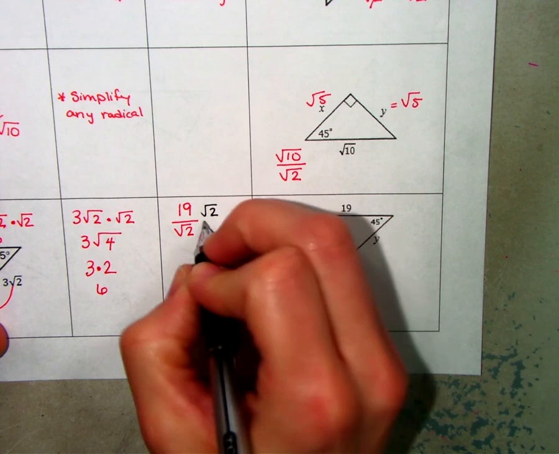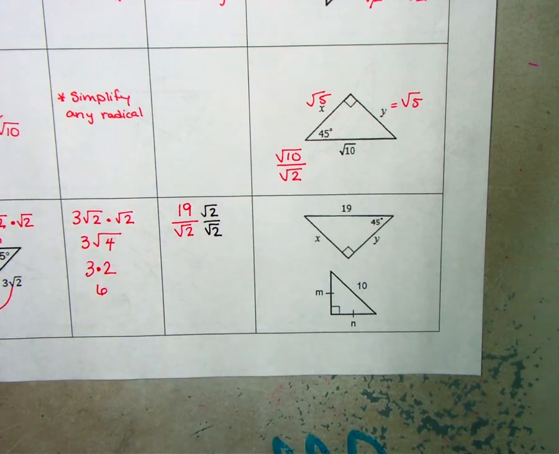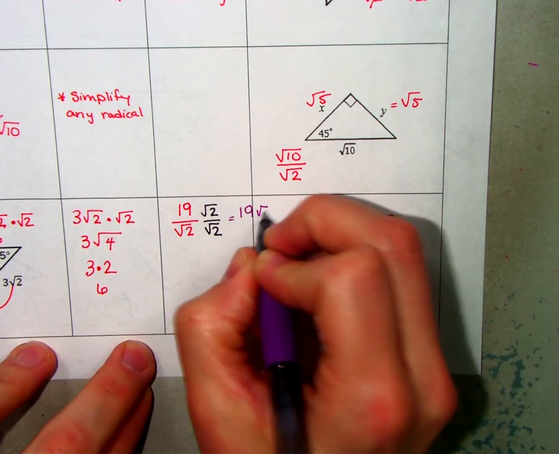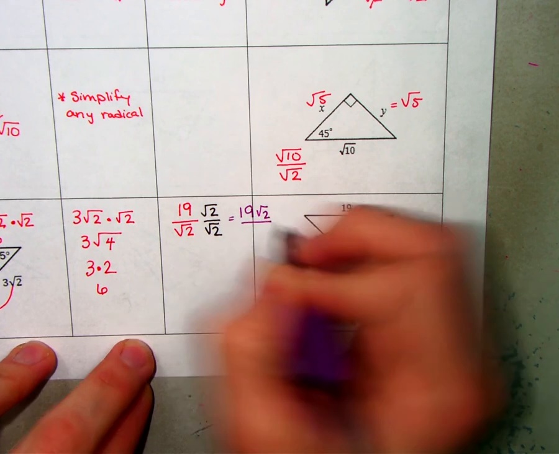We did all of that practice with that. Okay, so across the top is not difficult. Don't overthink it. 19 times radical 2 is just plain old 19 radical 2. And then this is where we practiced this. What's radical 2 times radical 2? It's just plain old 2.